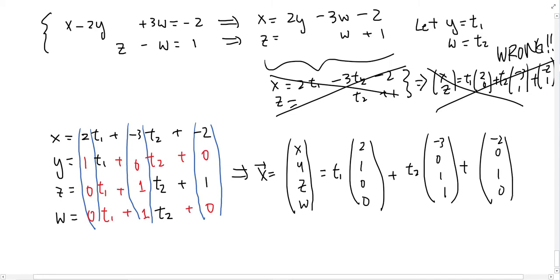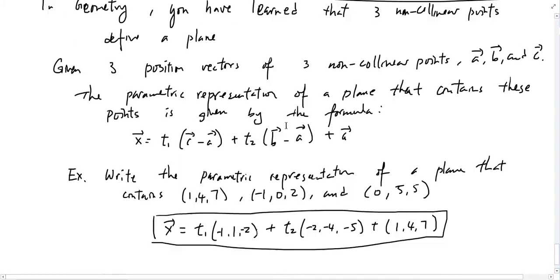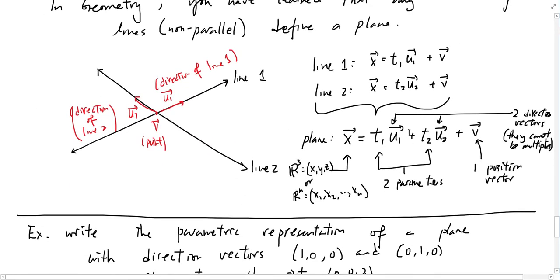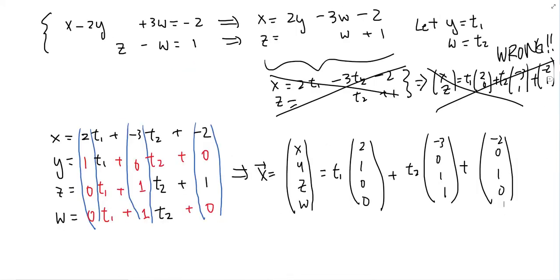Interesting thing to note, you should recognize this parametric expression because you learned it in chapter 1.3. If you don't remember what that is, go back to 1.3 and look. Let me show you. Right here: t1 vector u1 plus t2 vector u2 plus vector v. That is exactly what we have here. We have t1, we have this, which is vector x.